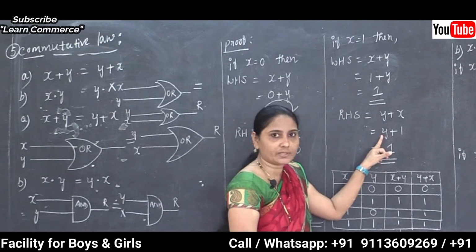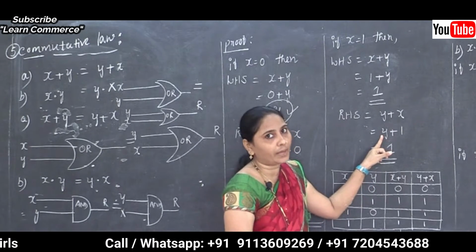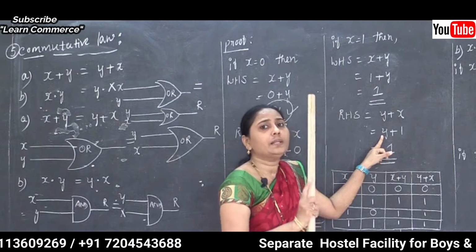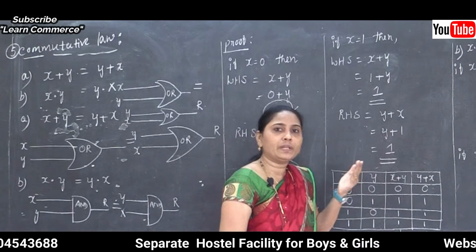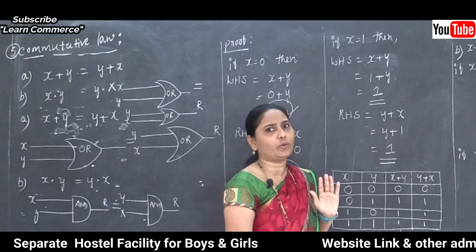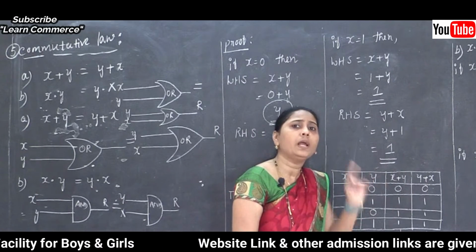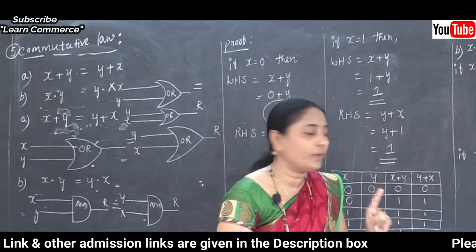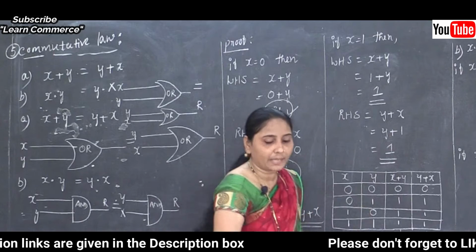Maybe the y value is the 0, 0 plus 1, no changes in the result. Maybe the y value 1, 1 plus 1, the result is always 1. Maybe the y is 0, result is 1 only. Maybe the y value is equal to 1, result is 1 only. It is not going to depend on the y value. Okay, so the result will be the 1.